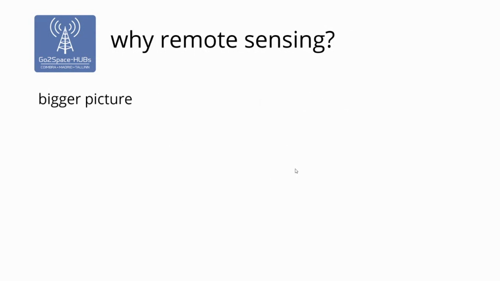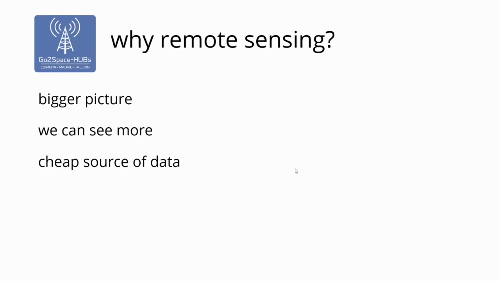So first of all, we can get a bigger picture, but literally bigger picture. So in an instant, actually, in a few seconds, we can get an image of tens of thousands of square kilometers. So that's the first thing. The second thing, we can see more using remote sensing. We will talk about it in a minute. And the third thing is relatively cheap data we can get from remote sensing.